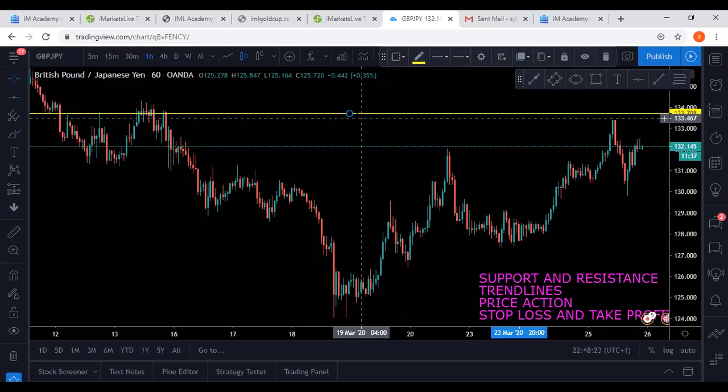Now, how to identify if it's a support or resistance depends on what level this line is at. At what level is this line at?